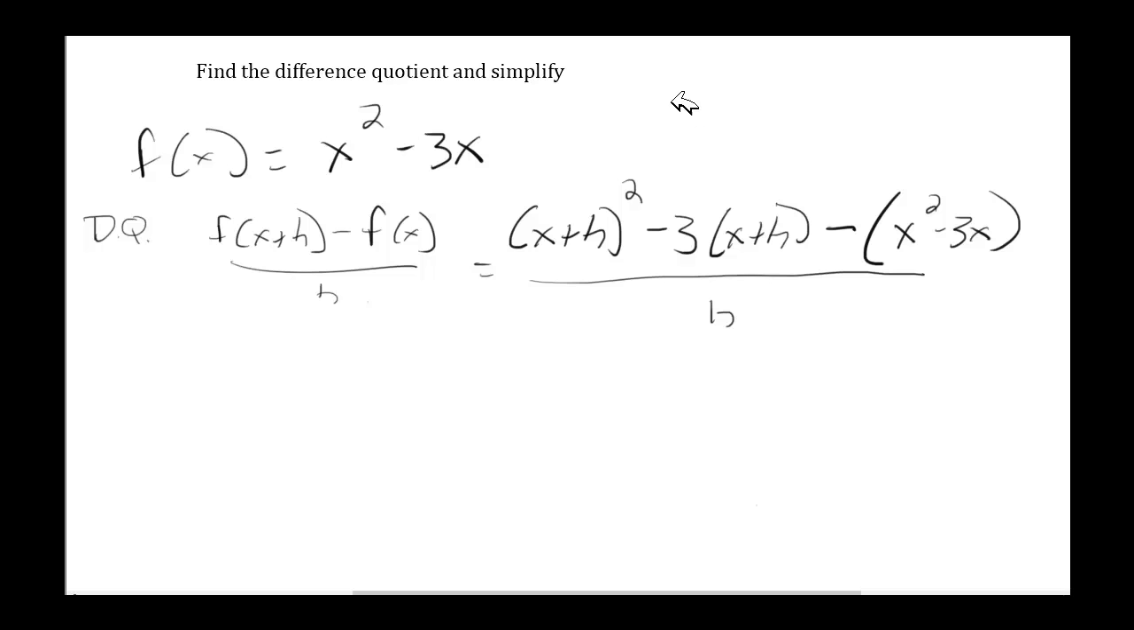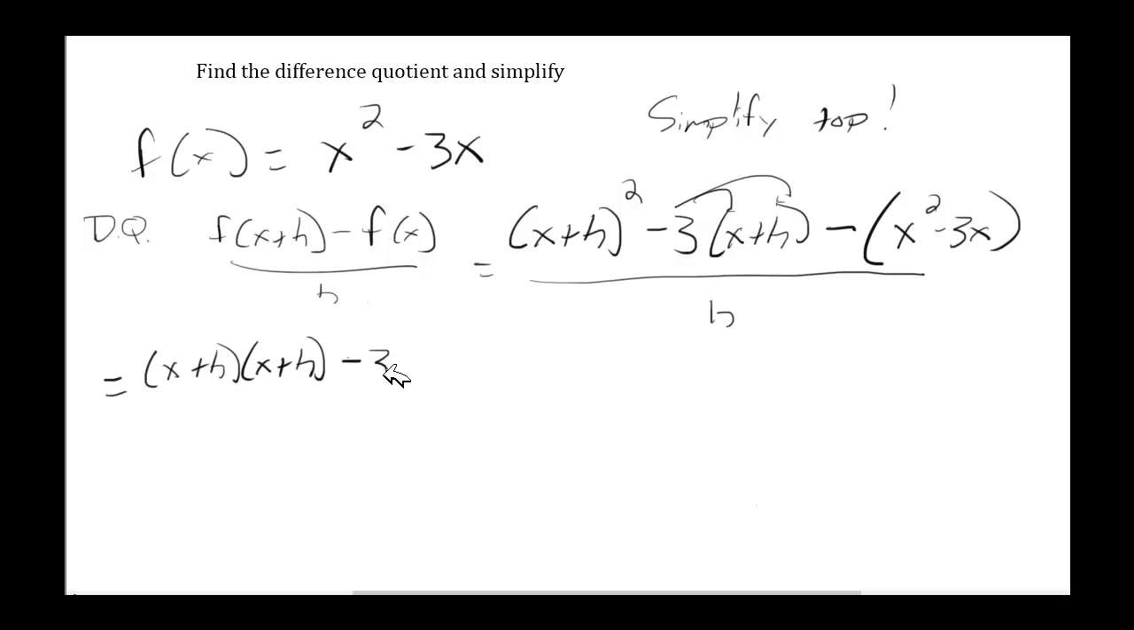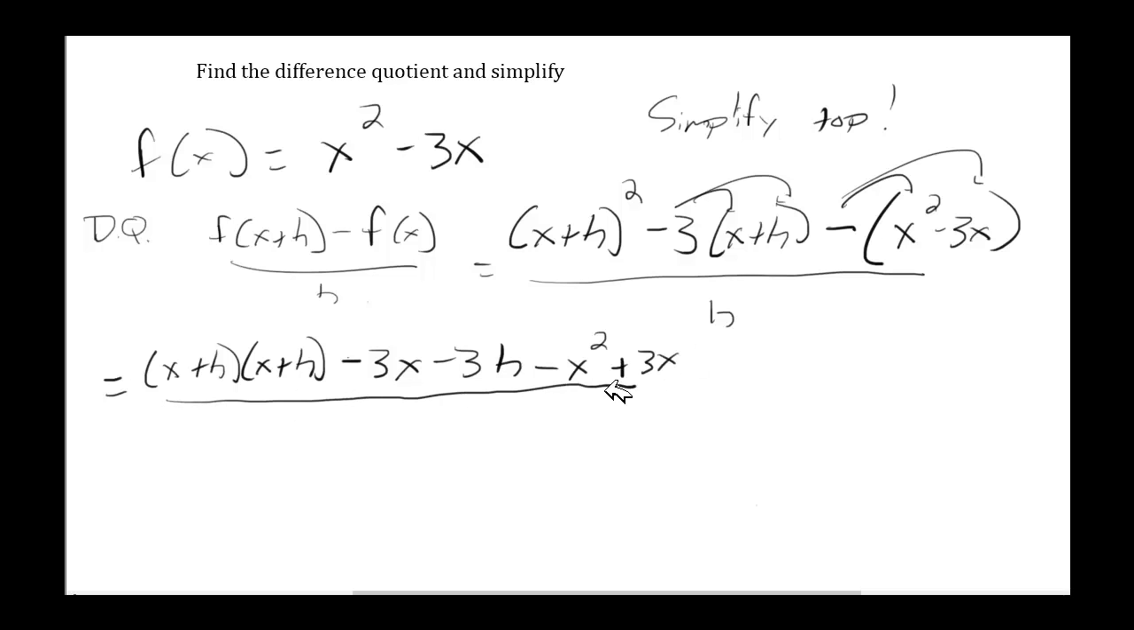Simplify the top. So let's see, first of all, I'm going to write this twice. Remember, don't distribute exponents. Can't do that. So I'm going to write that twice, and then I'm going to FOIL it. This minus 3 gets distributed. So minus 3x minus 3h. This minus sign gets distributed. Minus x squared plus 3x all over h equals. I'm going to FOIL this out.